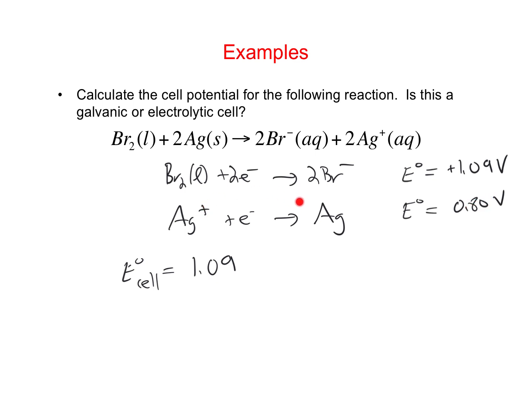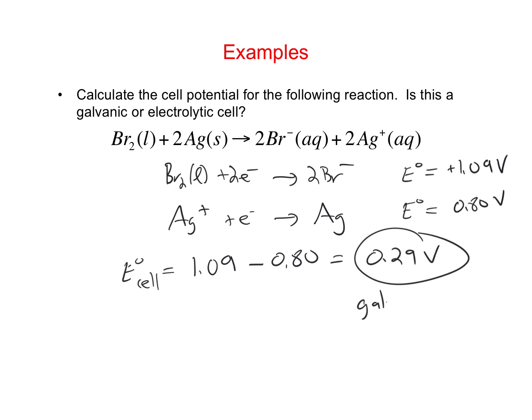But since this one's running backwards from the way I want it in the actual reaction, when I add them together, I need to change the sign. So I'll do minus 0.80. And so then the cell potential is 0.29 volts. All right, and then since this is positive, it means it's spontaneous, and this is a galvanic cell.